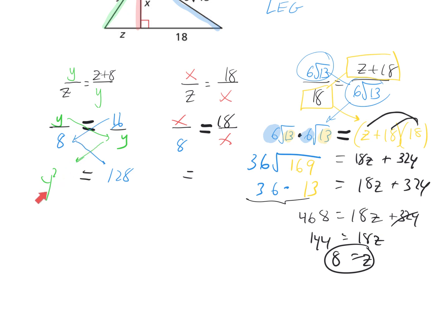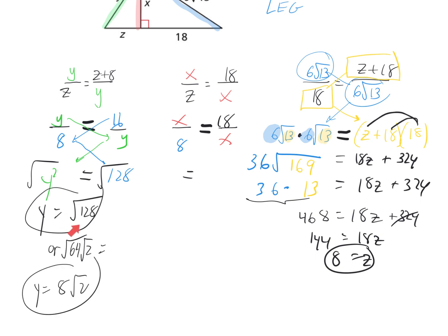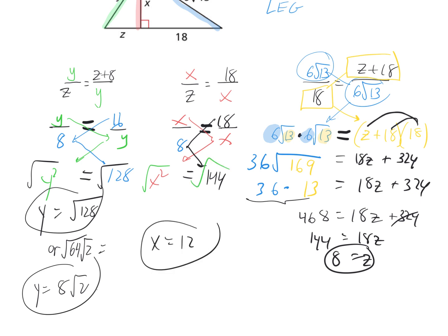Y times y is y squared. 16 times 8 is 128. And taking the square root of both sides, y is equal to the square root of 128. Or that simplifies to 8 root 2. X squared equals 18 times 8. When you take the square root of both sides of those, x is equal to 12. So x is 12, y is 8 root 2, and z is 8.